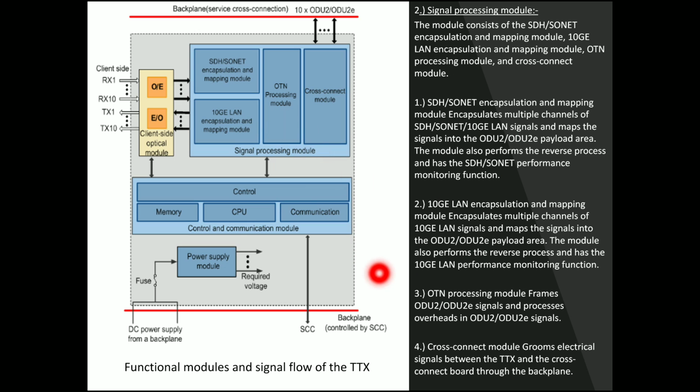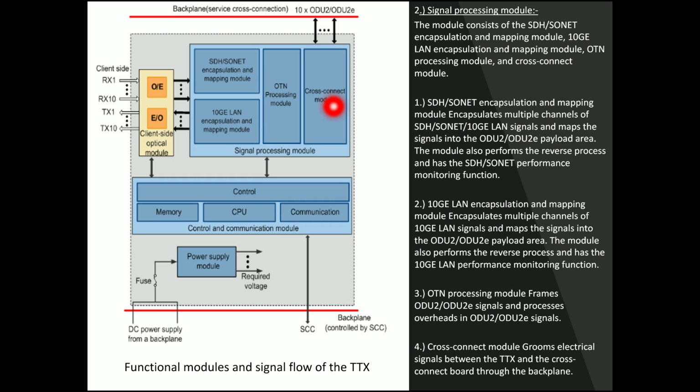Moving further, the OTN processing module. The OTN processing module frames the ODU2, ODU2E signals and processes the overhead in ODU2, ODU2E signals. So after payload mapping, the OTN processing module adds overheads and frames to make the ODU2 payload area into ODU2 signals. After that, there is the cross connection module. The cross connection module grooms the electrical signals between the TTX and the cross connect board through the backplane.